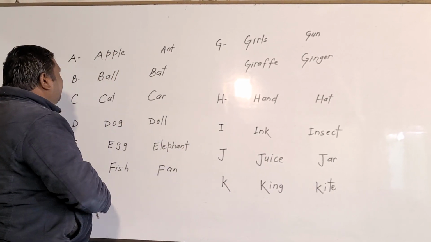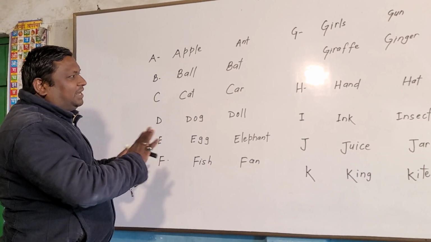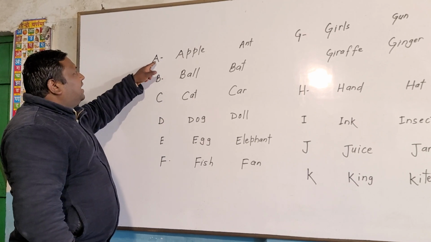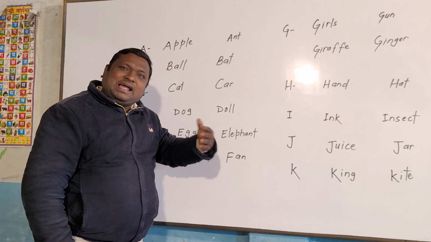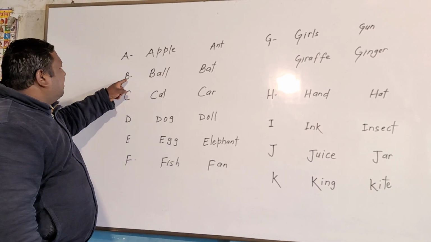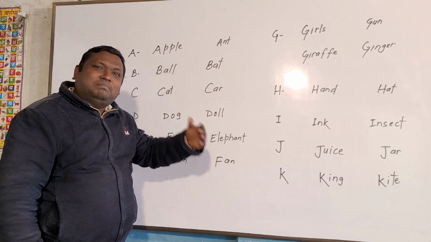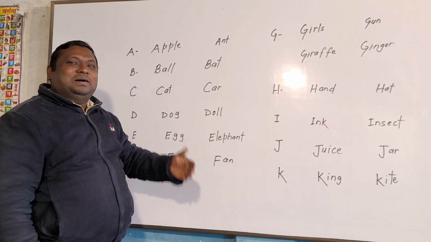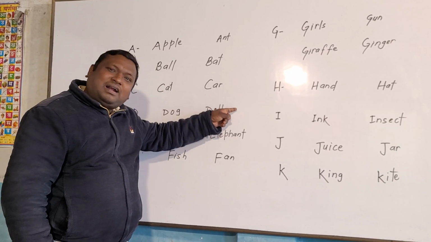Now, once more you sing. Write from A to K. Then I will rub this board and write other words right here. Now, A for apple, A for ant. A sound is there. B for ball and B for bat. B, B, B. C for cat and C for car.